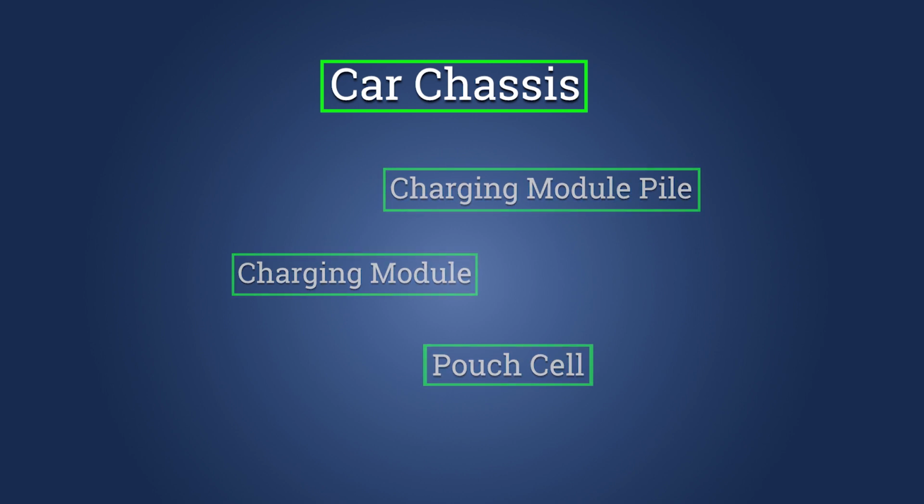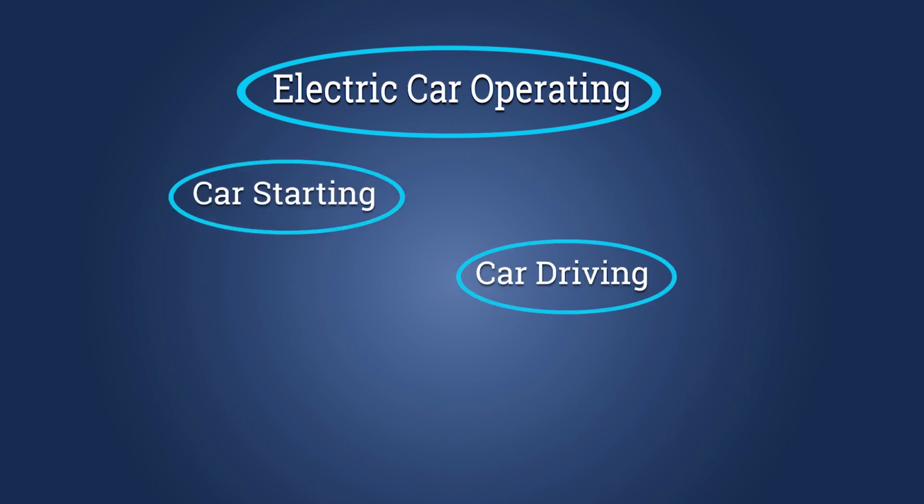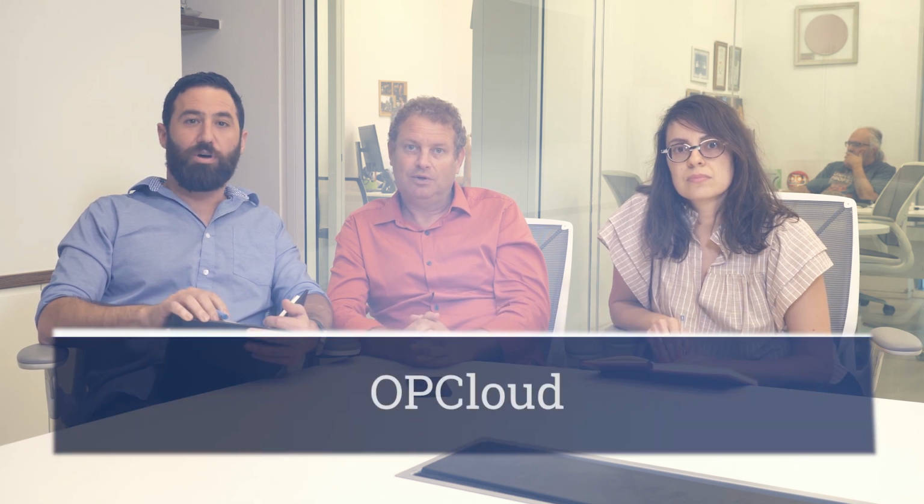Processes can also have a whole-part relationship. For example, the process of operating the electric car is composed of sub-processes such as car starting, car driving, and car charging.